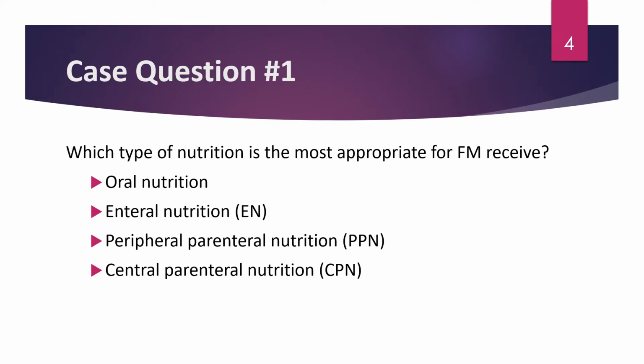Case question number 1, which type of nutrition is most appropriate for FM to receive? Oral nutrition, enteral nutrition, or EN? And for our purposes here, whenever we say EN versus oral nutrition, if both options are present, assume that enteral nutrition is tube feeding. Peripheral parenteral nutrition, or PPN, and central parenteral nutrition, CPN.